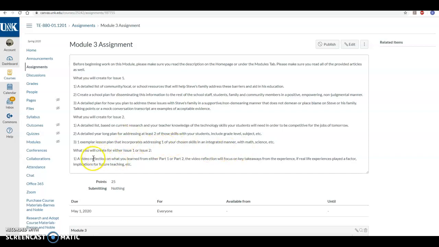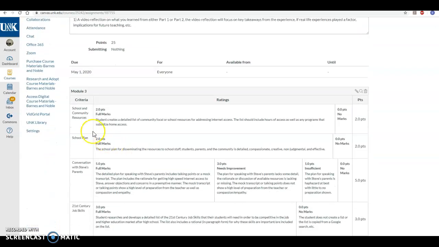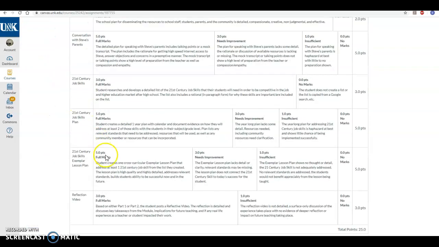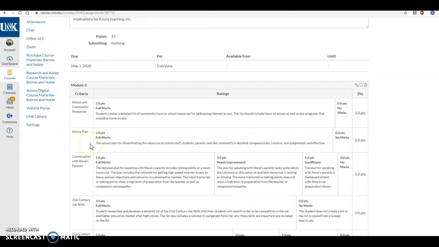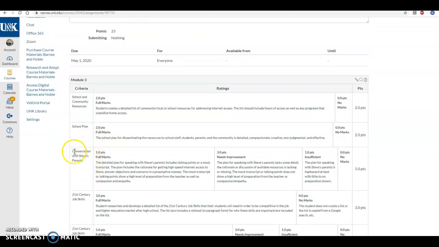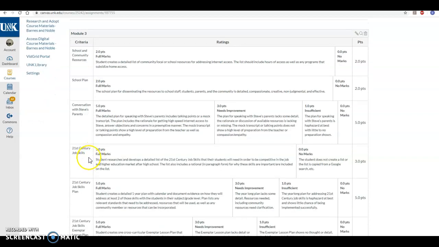And for both, there is a reflection on what you learned from either part 1 or part 2. They actually focus on key takeaways from experience, if experience played a factor, etc. So this one has quite a few more pieces to it: the list of resources, your school plan, your conversation with Steve's parents. The key thing here is lots of detail. The mock transcript will try to show a high level of preparation, not just that we should mention these 2 things. High level preparation should be evident. Watch for those keywords as you go through these.